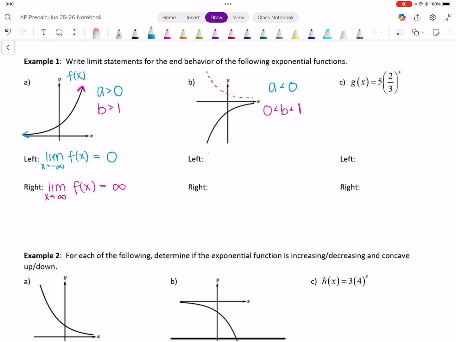So our left limit, the limit, and we'll call this guy h of x. So the limit of h of x as x approaches negative infinity. So we're looking at the left end of our graph, and we can see that that approaches negative infinity. Then the right side of our graph, as x approaches infinity, it's going to increase and get closer and closer to 0.